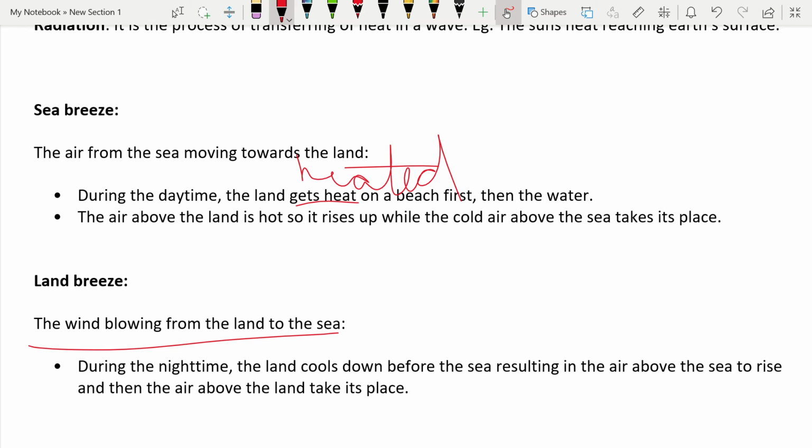Now in a land breeze, it's the opposite. During the night time, the land cools down before the sea. So it heats up first and it cools down first. The sea stays warmer, resulting in the air above the sea rising, and then the air above the land takes its place.